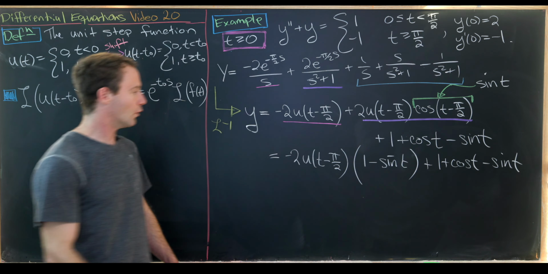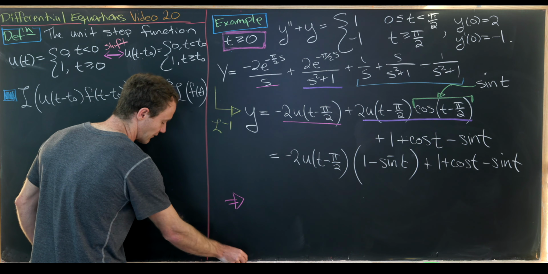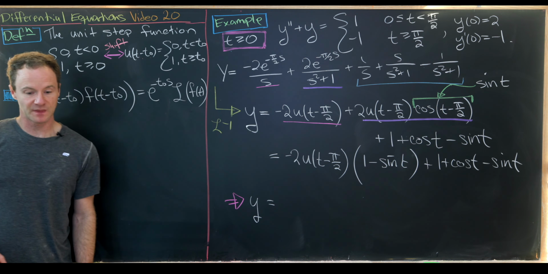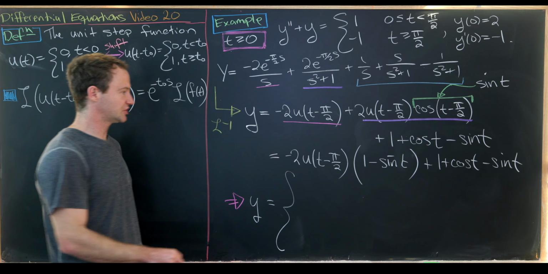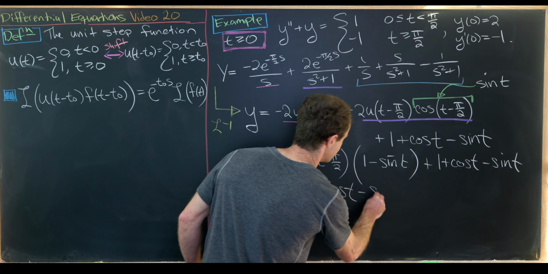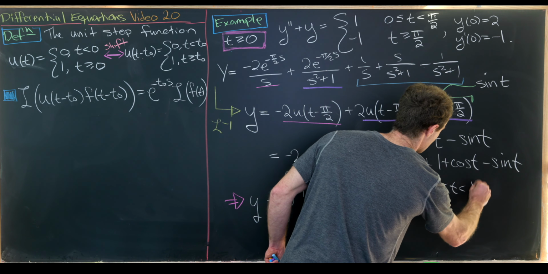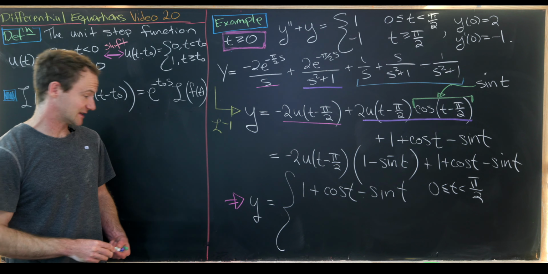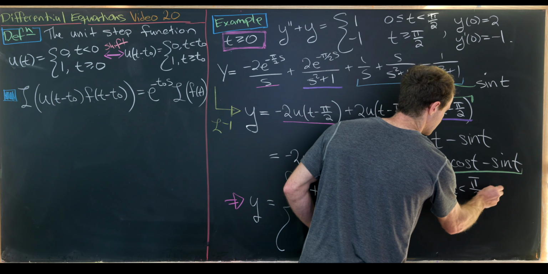So that would maybe be one version of the final answer, but it's fairly typical to rewrite these as piecewise functions without the unit step function. And so as a piecewise function, this will be equal to 1 plus cosine of t minus sine of t if t is between 0 and pi over 2. That's everything that's not connected to the unit step function, so everything here.